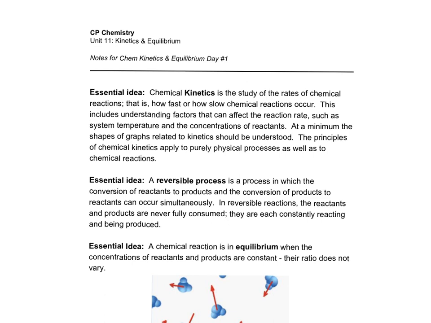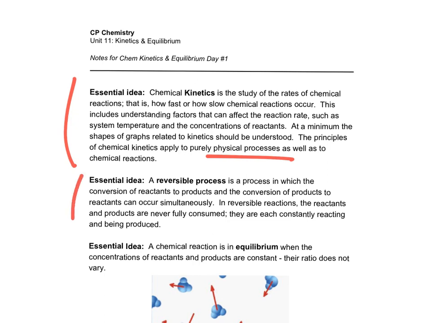And this includes an understanding, I'm just reading this first essential idea, of some factors that can affect a reaction rate to make the reaction go faster or slower. Temperature and concentration of reactants are the two that we'll come across in this unit. And we're also going to look at some graphs and the shapes of the graph and the conclusions that we can make from looking at the graphs. And lastly on here, it's that these principles apply to physical processes as well as to chemical reactions. And so that's why we're starting with purely the physical process of water evaporating.